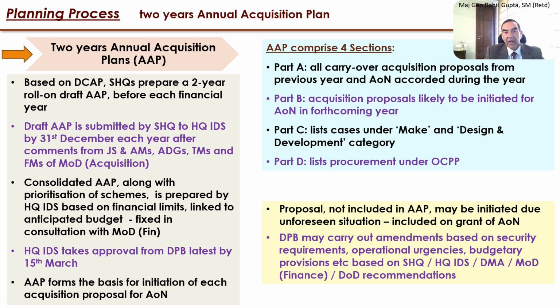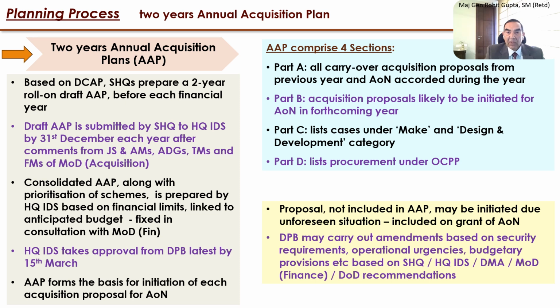It basically comprises 3 sections or 3 parts. Part A: there would be certain acquisition proposals in a particular year which have not yet fructified. So these acquisition proposals will carry over to the next year from the previous year, as also there would be certain acceptance of necessity, which is accorded during the year. Both of them make Part A.